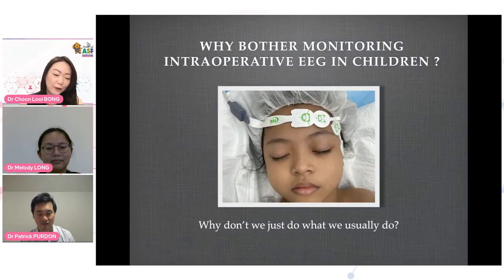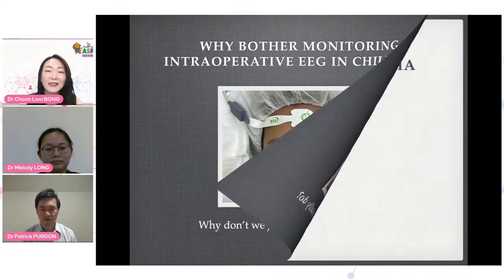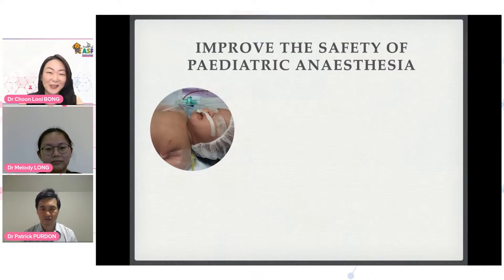Basically, I will start off by getting us to think why we bother to monitor intraoperative EEG in children, right? Why don't we just do what we normally do? It seems easy enough. I think the fact that you're attending the workshop today, or attending the conference, shows that you want to improve the safety of pediatric anesthesia, like us, right? We all want to improve the safety of pediatric anesthesia.